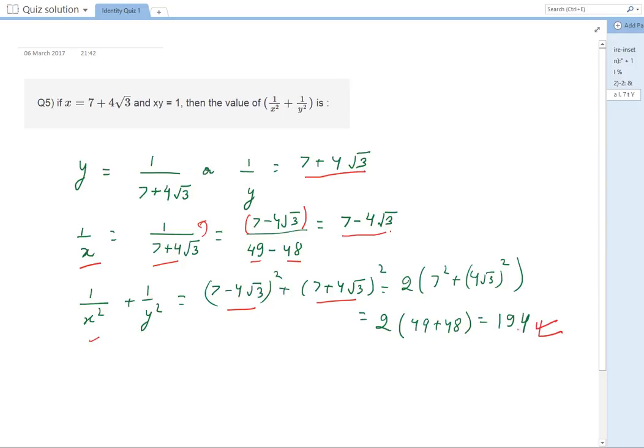Doing the entire thing should not take you more than 30 seconds. If it's taking you more than 30 seconds, you need to do it again after maybe revising it once or twice.